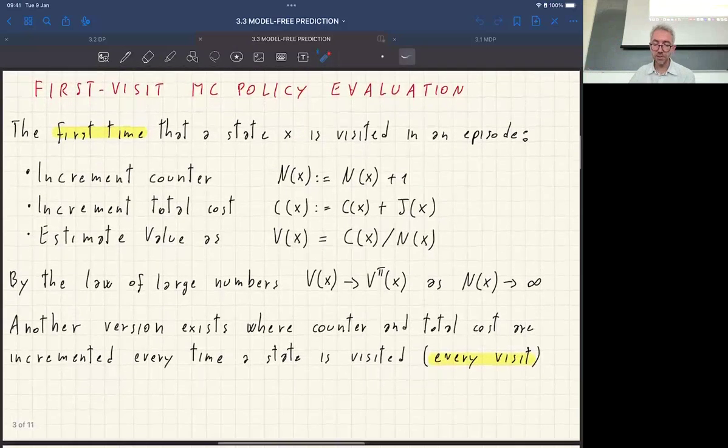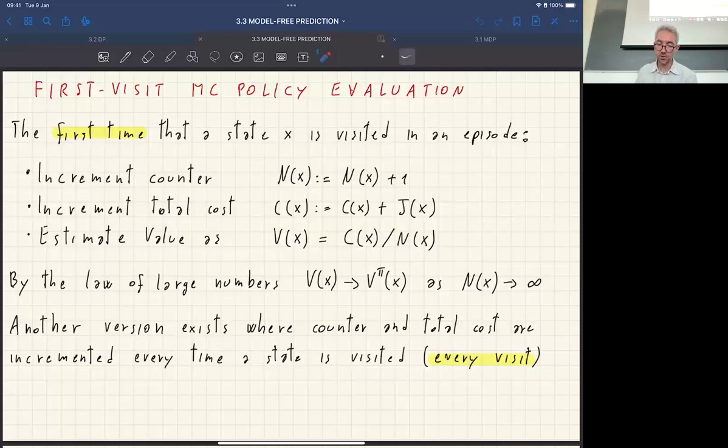So one way in which we can do it is the so-called first visit Monte Carlo policy evaluation. So the first time that you visit a state inside an episode, you increment the counter associated to that state. So you have a vector of counters, one for every state. You find the element of that vector corresponding to the state you just visited, and you increment it by 1. Similarly, you have a vector of cost associated to each state. You find the element corresponding to the state you just visited, and you increment it with the cost to go associated to that state.